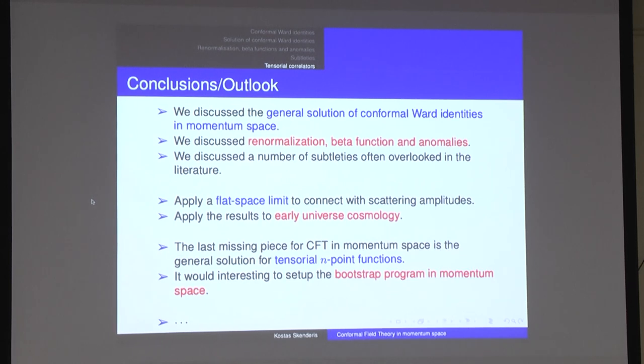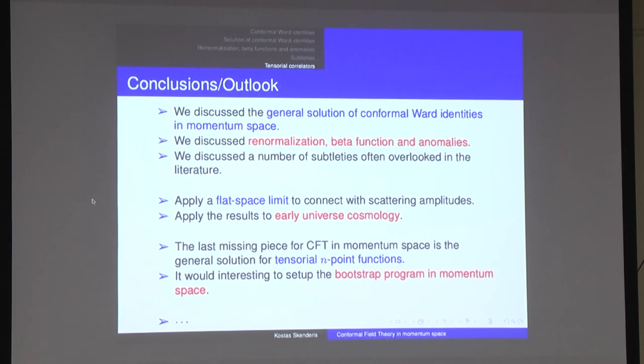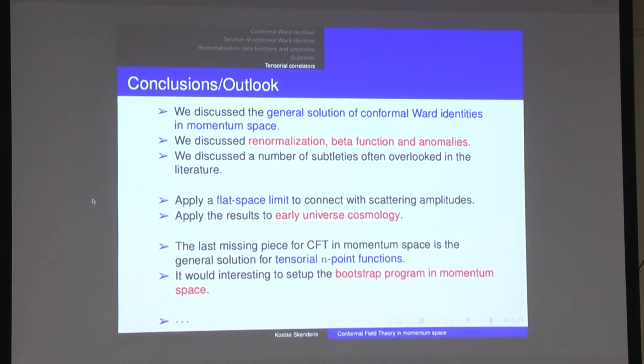What is the outlook? First, starting from momentum space or AdS amplitudes, one can try to understand flat space scattering amplitudes by taking a flat space limit. There is already quite a bit of literature on that, but now that we have all of these general results, it would be good to analyze it in complete generality. I am working on this. Also, one can use these results for early universe cosmology, and we'll discuss a bit about that tomorrow. So this is, in a sense, the near future outlook.